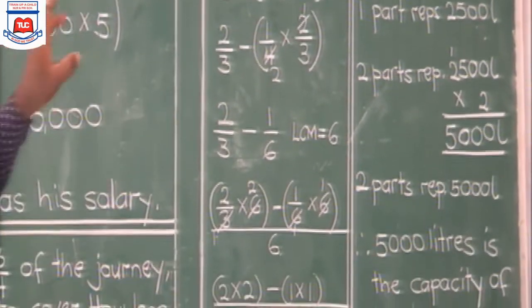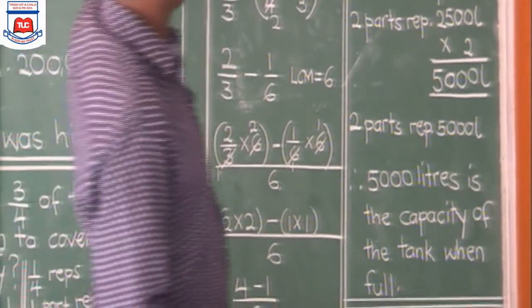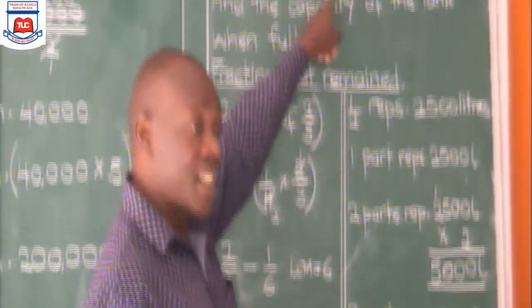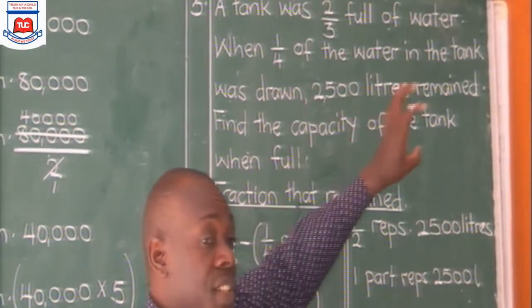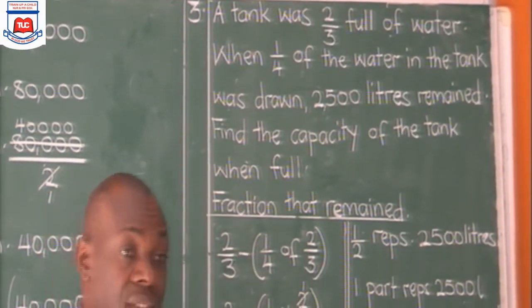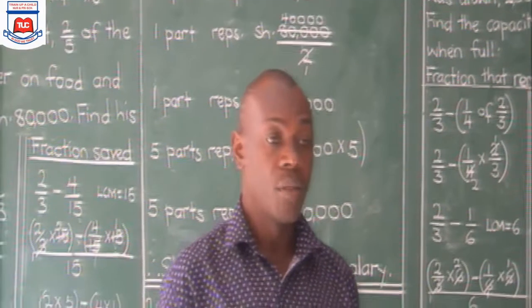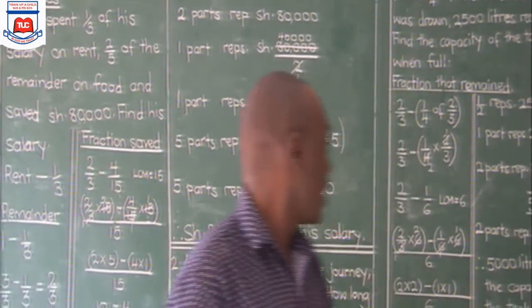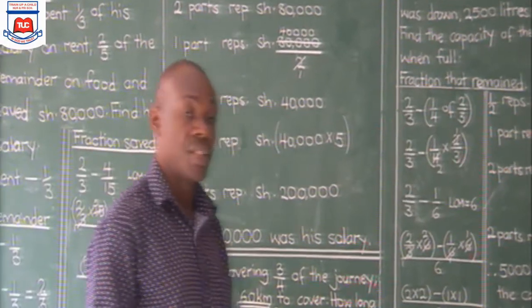Here, you must note the word "of", as well as the drawing, and the service rendered by 2,500 liters to answer that question. That is how that number is supposed to be looked at. Any question? Your silence shows that you have actually understood.